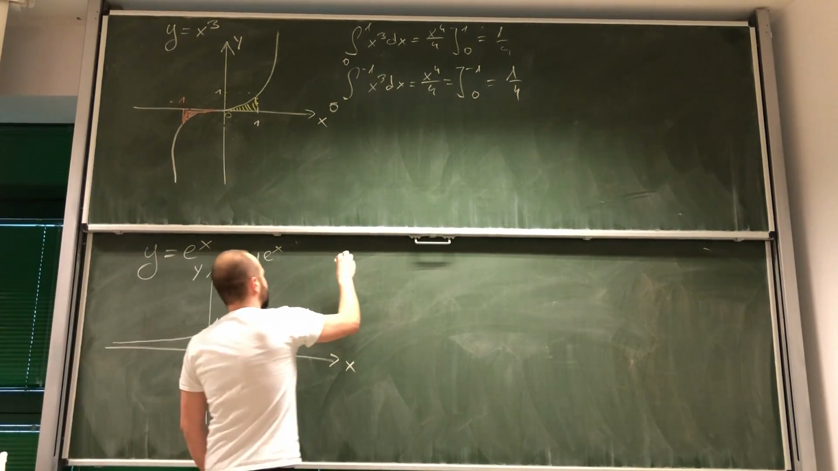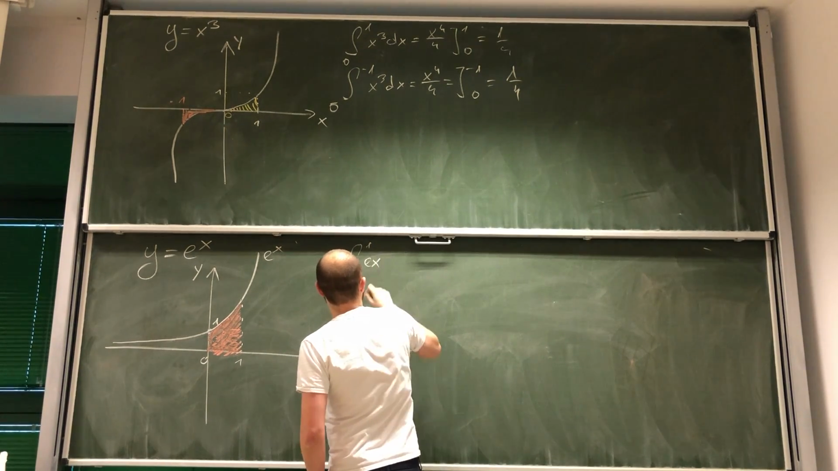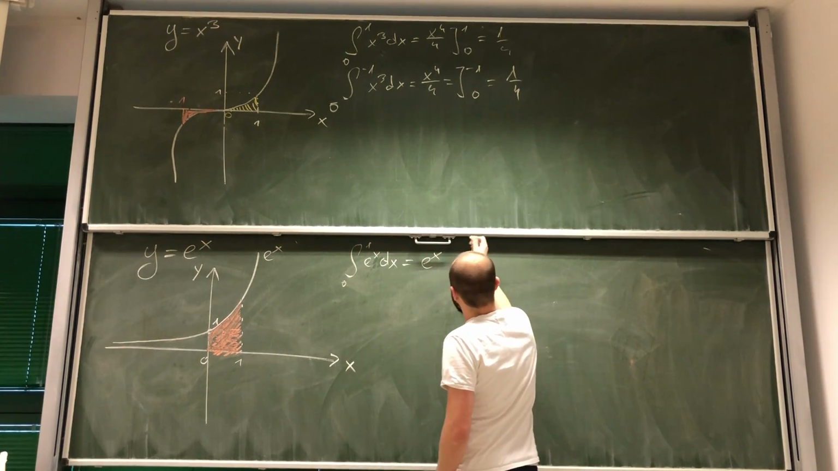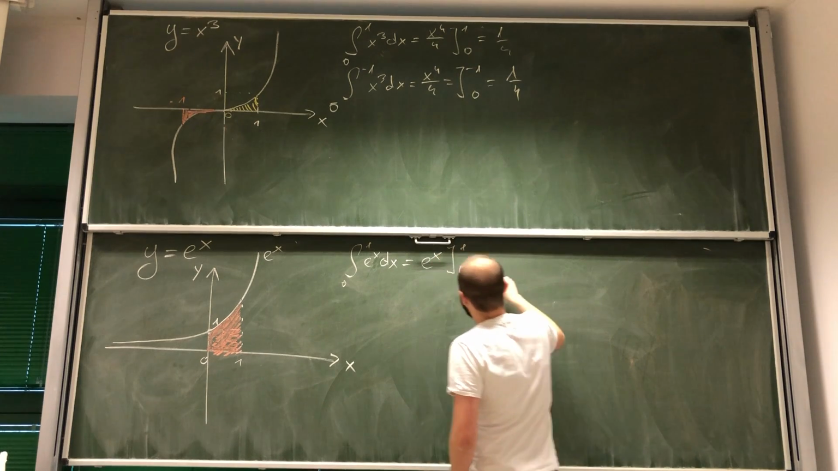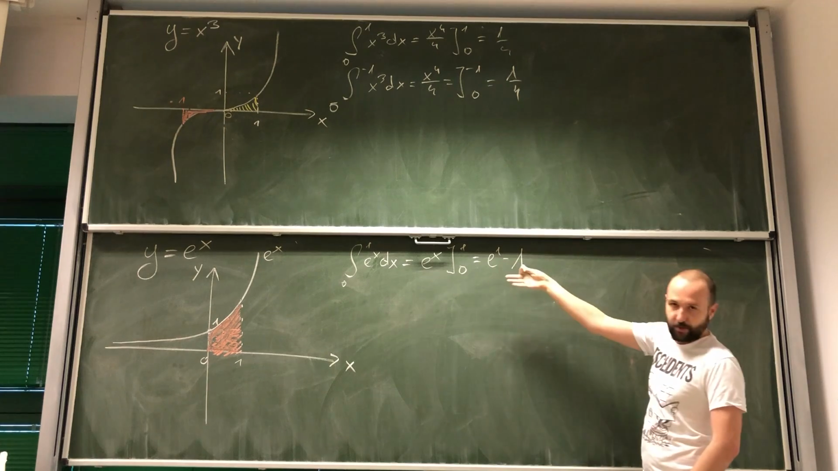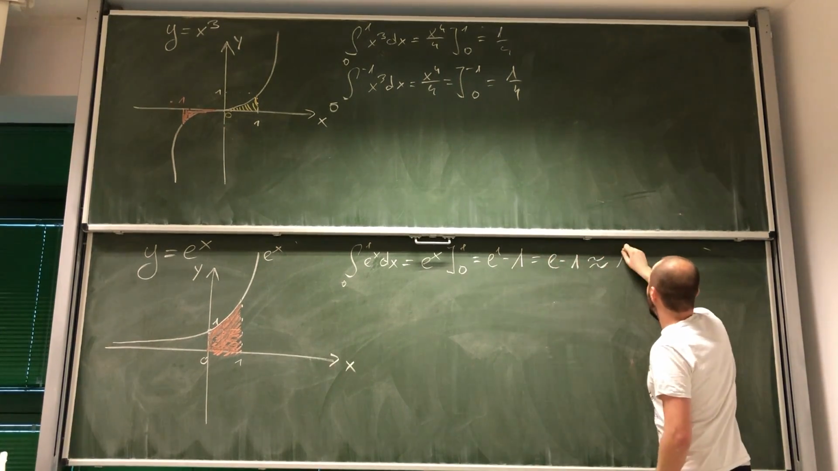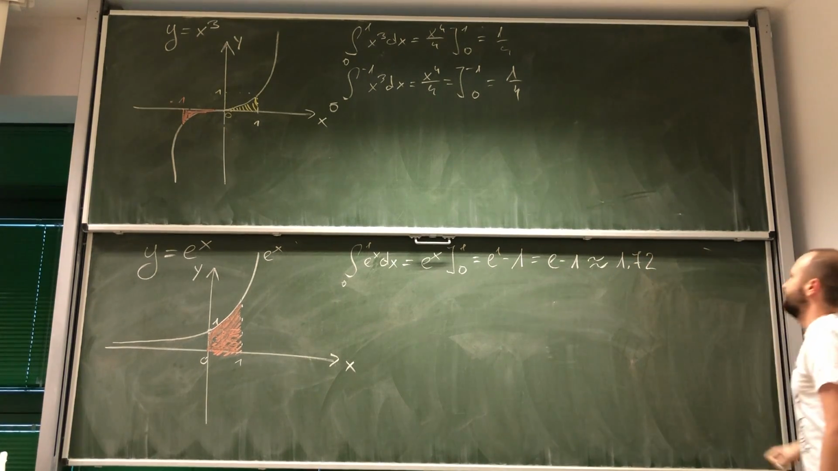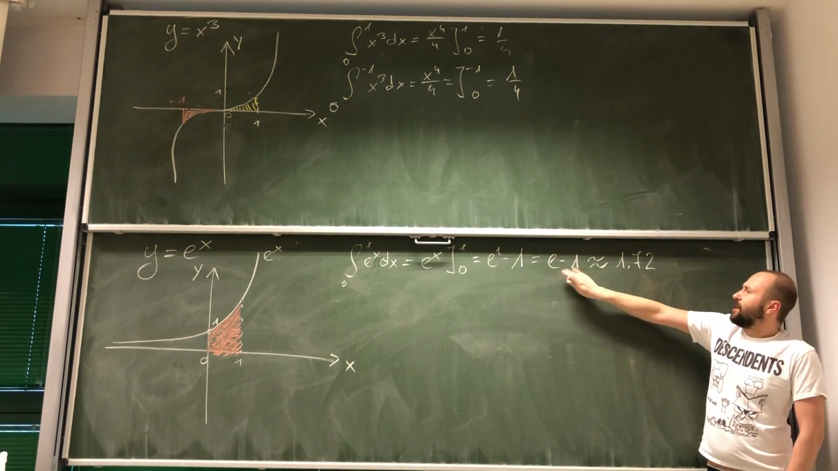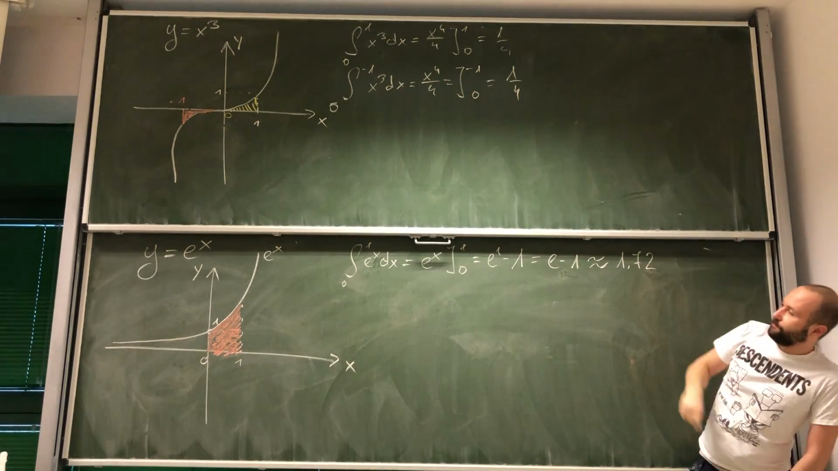Okay, so here we have to calculate the definite integral from 0 to 1 of e to the power of x dx, which is simply e to the power of x from 0 to 1, which gives us e to the power of 1 minus e to the power of 0, which is 1. So this is e minus 1, approximately 1.72. But of course, this answer is good enough, right? It's actually more precise than this one.